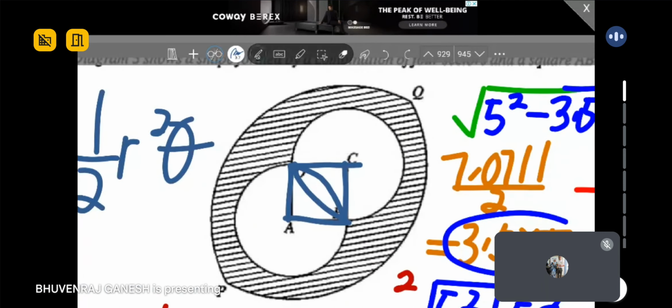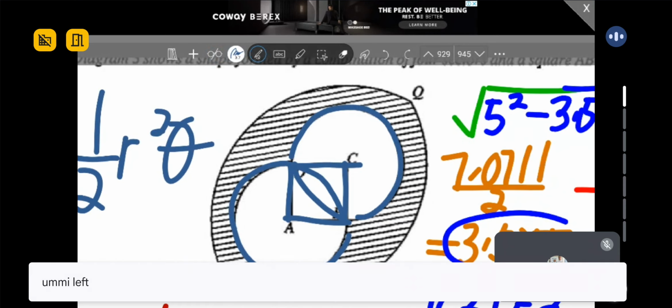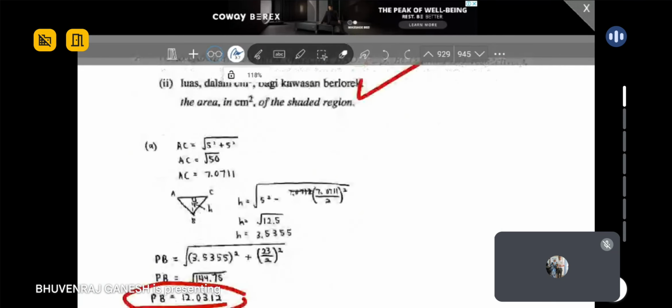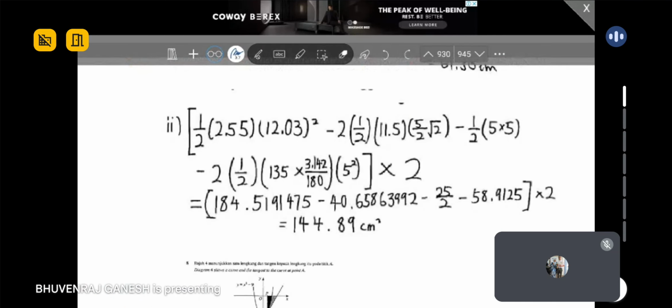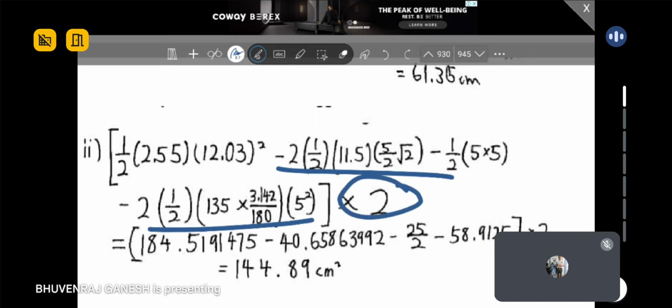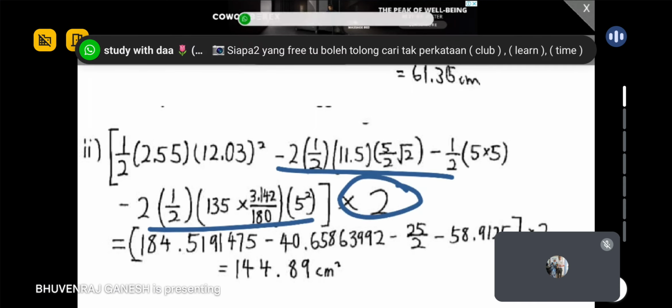If you all see, can you see, guys? This is a sector. This is also a sector. So you actually have a total of 4 sectors. 4 sectors you have to minus. So your formula will look something like this. Okay, so you need to minus. I think over here they use area of sector also. So you just minus your formula, half r square theta. Half r square theta. And then remember must times 2 because you have 4 sectors.